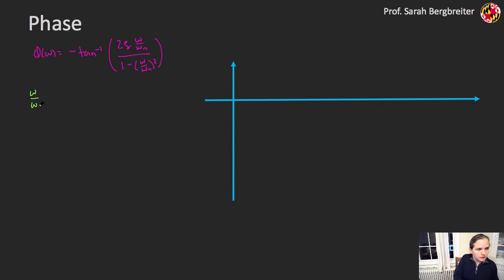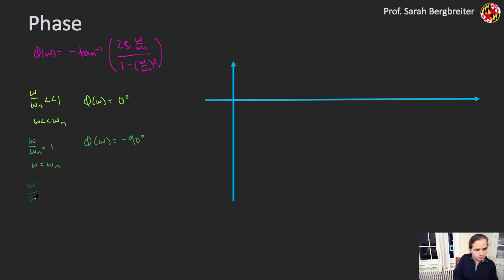In the case where omega over omega n is a lot smaller than 1, or omega is a lot smaller than the natural frequency of my system, this is going to be a very small number here. So my phase is going to be 0 degrees. In the case where omega over omega n equals 1, or omega is equal to omega n, the 1 minus omega over omega n squared term will go to 0 right here, so I'll have 0 in my denominator. So I'm effectively taking the inverse tangent at infinity. So in this case, my phase will be minus 90 degrees, or minus pi over 2.